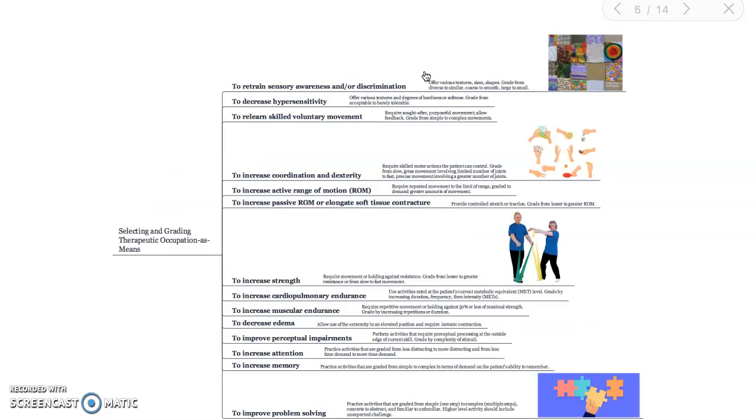Gradation. Selecting and grading therapeutic occupations as means. The book includes examples for the following: to retrain sensory awareness, to decrease hypersensitivity, to relearn skilled voluntary movement, to increase coordination, to increase range of motion, to increase strength and endurance, to decrease edema, improve perceptual impairments, and to increase attention, memory, and problem-solving skills.